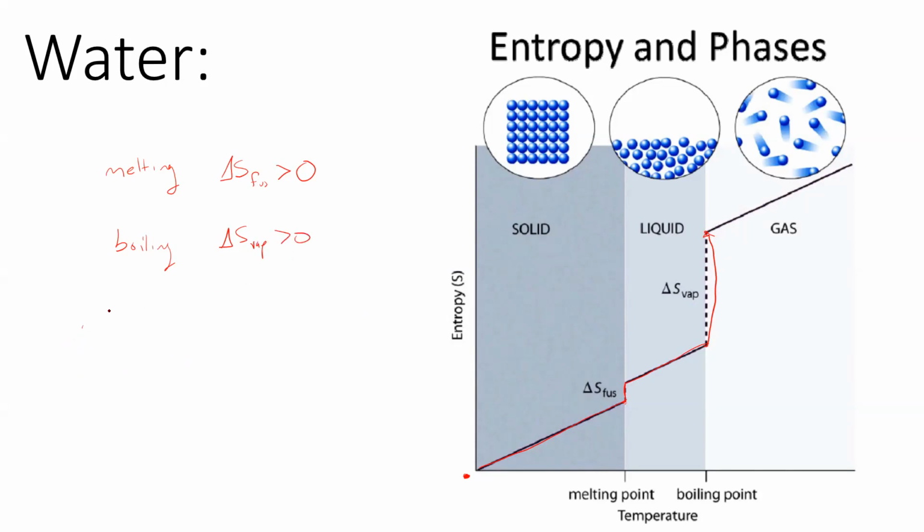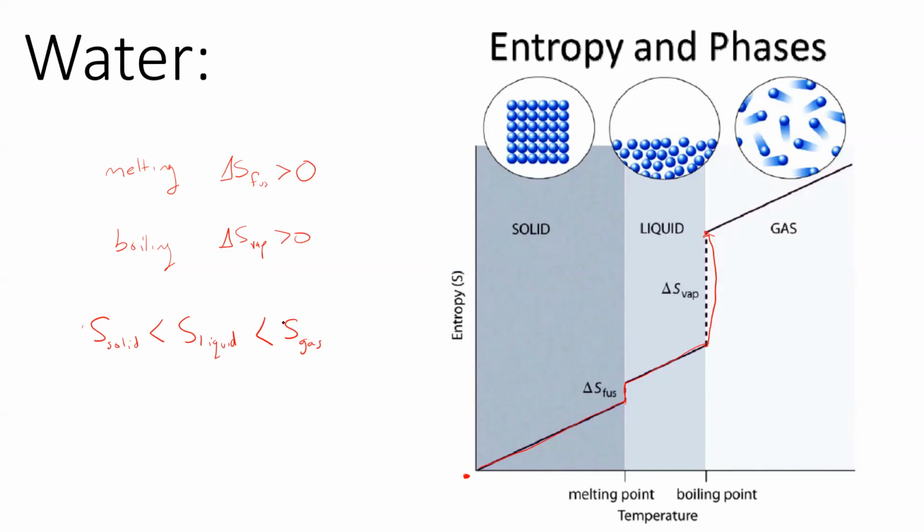which tells you that if I were to look at the entropy of a solid, that will be less than the entropy of the liquid, which will be less than the entropy of the gas. And that's something that we'll use going forward.